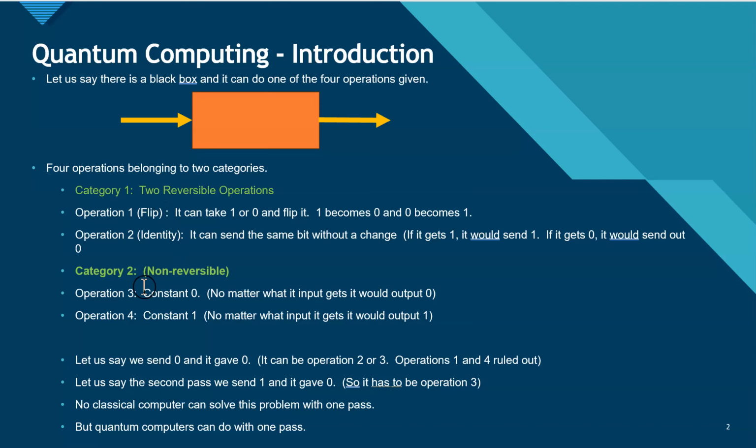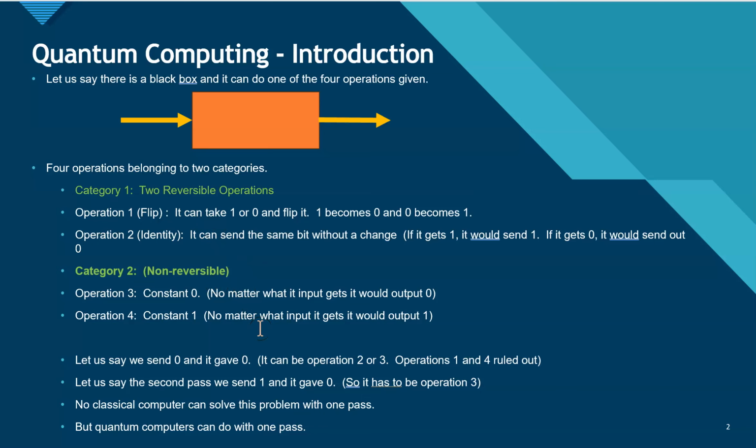And then you have category 2 operations, non-reversible. Operation 3 is constant 0. No matter what you send, whether you send 1 or 0, it's just going to give 0. It's not going to flip, it's not going to do anything, it just gives 0. Operation 4 is constant 1. No matter what you send, it's going to give out 1. So there are 2 categories.